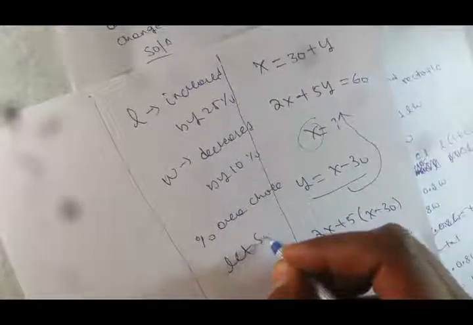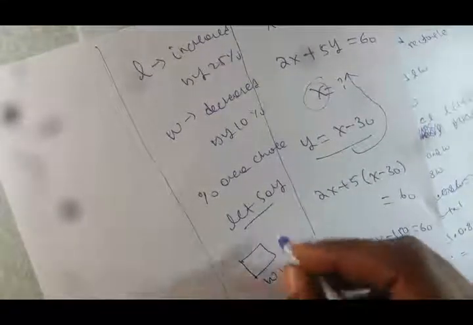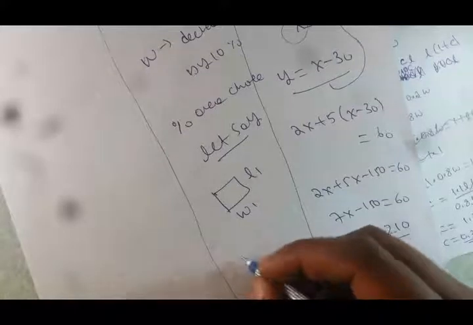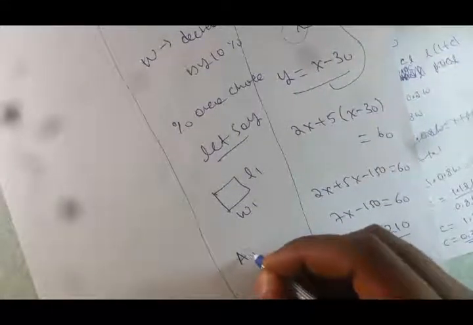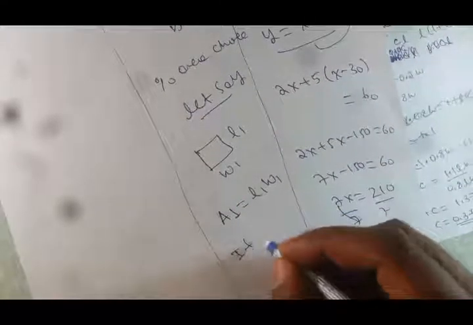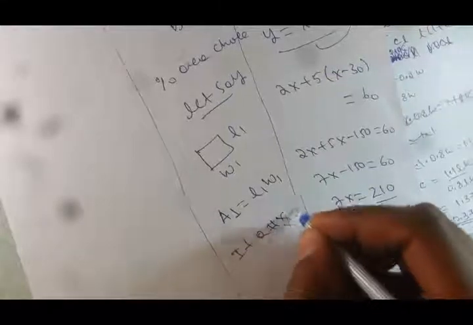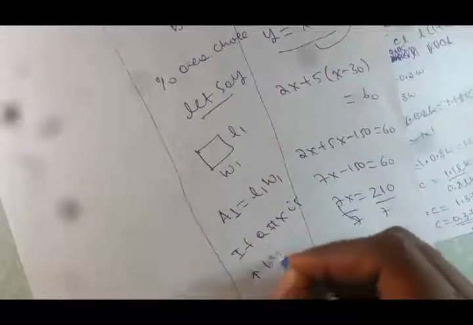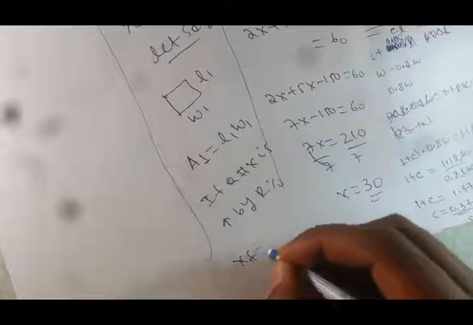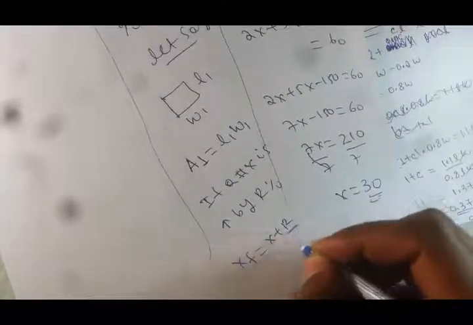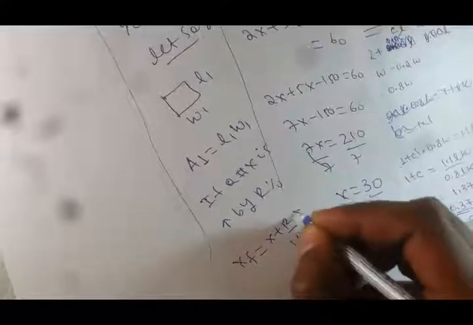Let's say this W1, this L1 be the first area, and the area of a rectangle is given by L1 times W1. And we already talked that if a number x is increased by r%, it is equivalent to x final is x plus r over 100 of x.